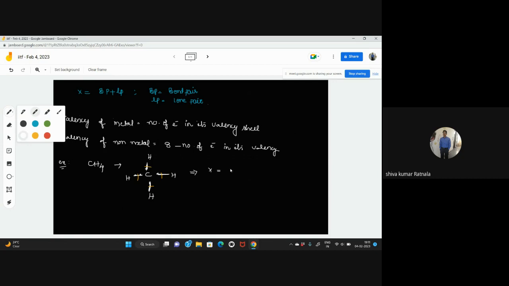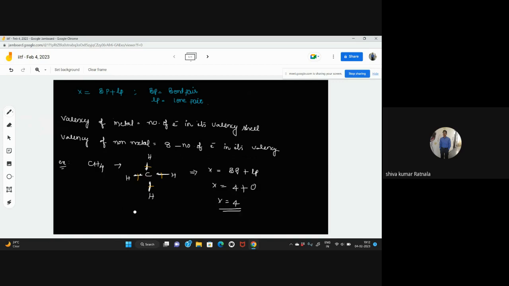Actually, we have the formula bond pair plus lone pair, no? X value, how much is it? Bond pairs are how many? 4. Now, do we have any lone pairs here? No, sir. So that will be 0. So the resultant X value will be 4. And we know the formula.